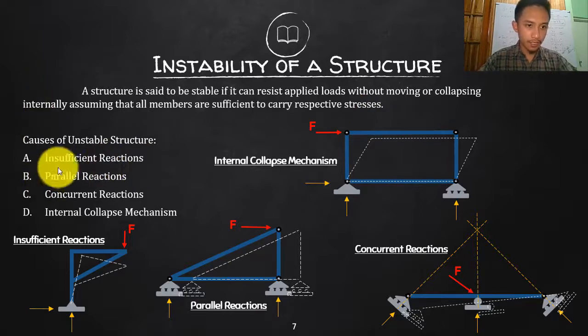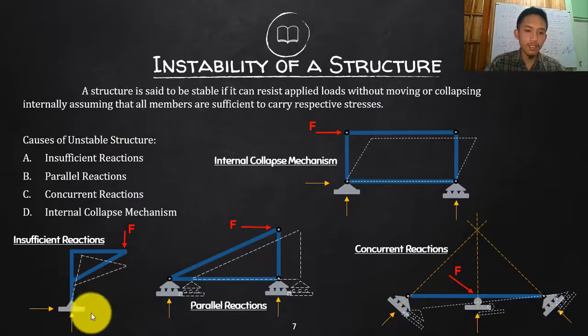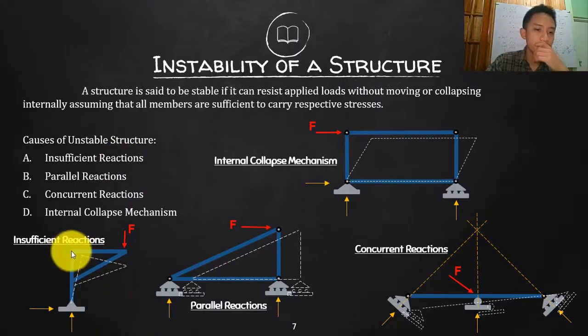Okay, so let's discuss what the causes of instability of a structure are. First is insufficient reaction. Consider this figure. Let's say this is your frame, that could be a frame or truss. If you are going to apply a force F there, and you are supporting it externally by a pin.